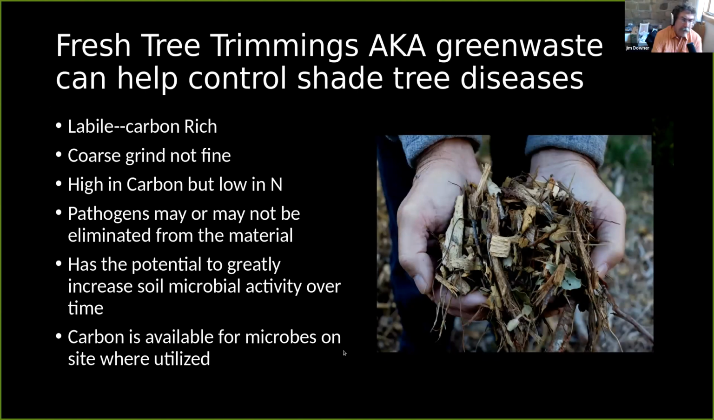I'm not going to go long on this because it's its own whole 3-hour thing, but fresh tree trimmings mulch, also known as green waste, can help control shade tree diseases. And we know that it helps with root rots because that's what I worked on my PhD on. It's very destructive to the oomycetes to have fresh wood chips on the ground. But I think that it can help in other ways too.